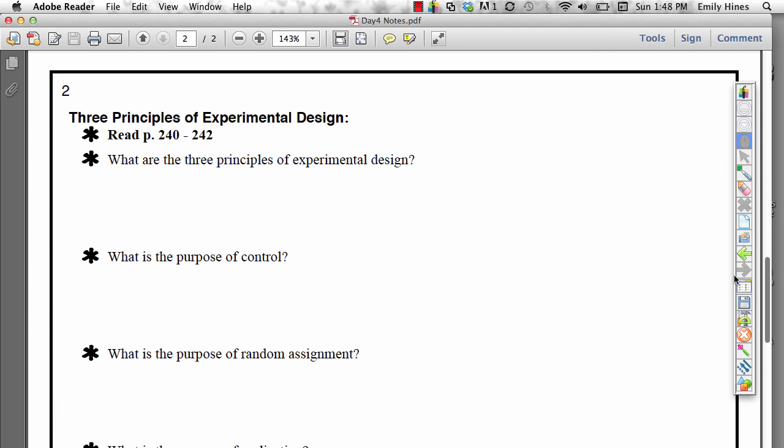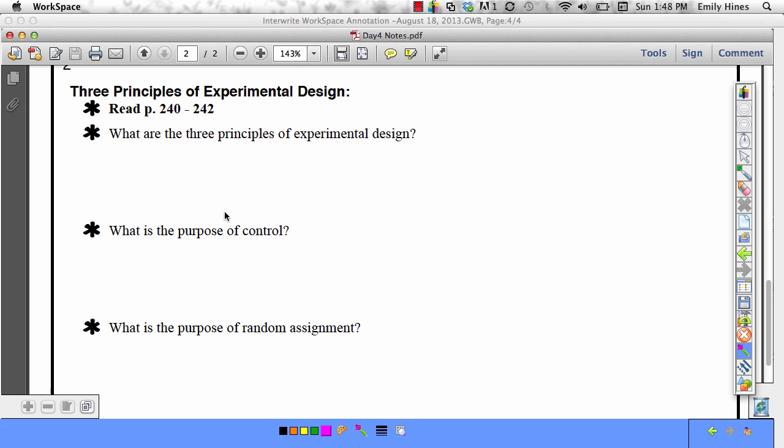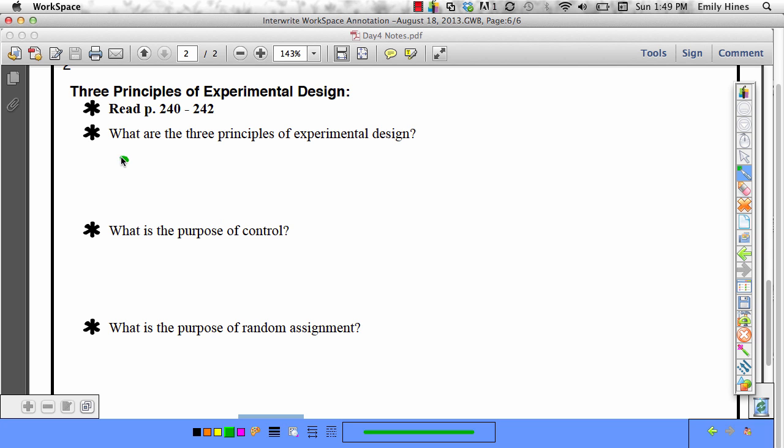Okay, let's talk about some principles of experimental design. There are 3 important principles that we need to make sure we always cover: control, random assignment, replication. Those are the 3 big principles of experimental design.